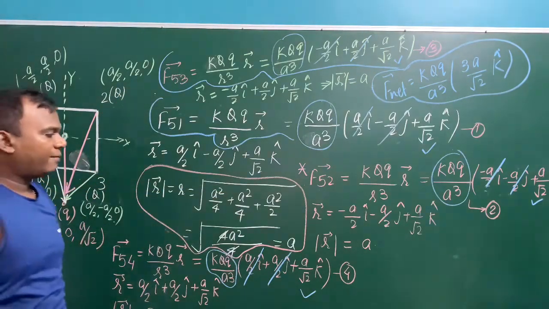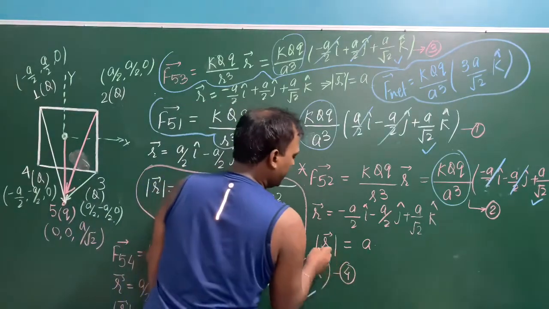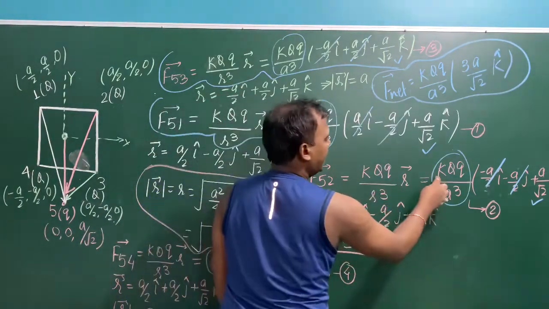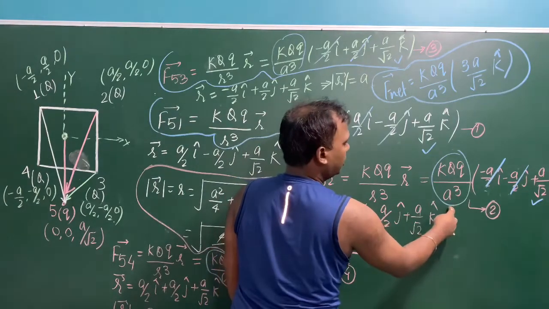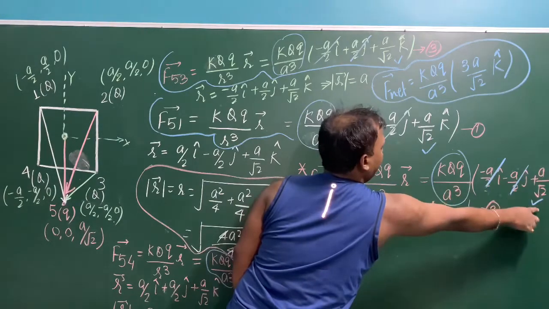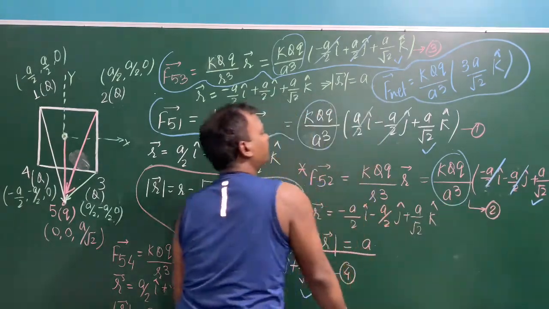Again the mod of R vector will be a. Now this will be equal to K capital Q small q divided by a cube into minus a by 2 i cap minus a by 2 j cap plus a by root 2 k cap.